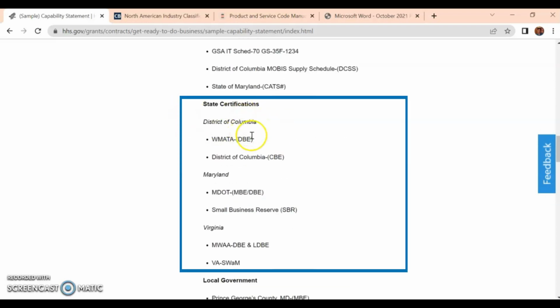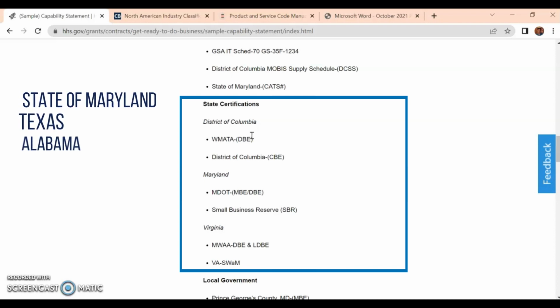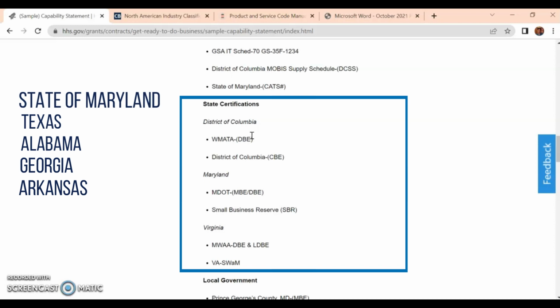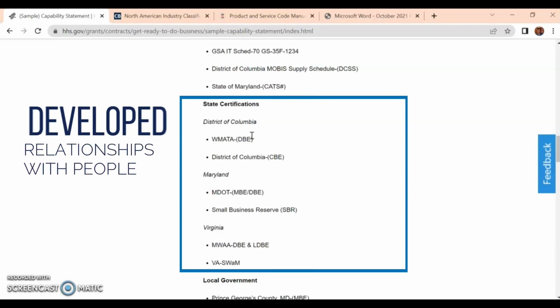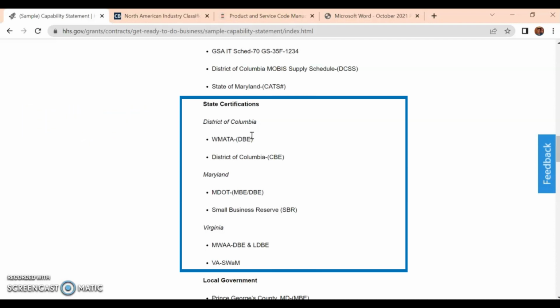And then the state certification. I'm in the state of Maryland, so everything I do is always for the state of Maryland. But I have worked with clients in Texas, Alabama, Georgia, and Arkansas. So I have worked with other companies in different states as well, but I always try to stay in the local area, because I know the local area, because I visit these places. When I travel to those different organizations, I have developed relationships with people in those areas. That's why I tend to focus on that area.